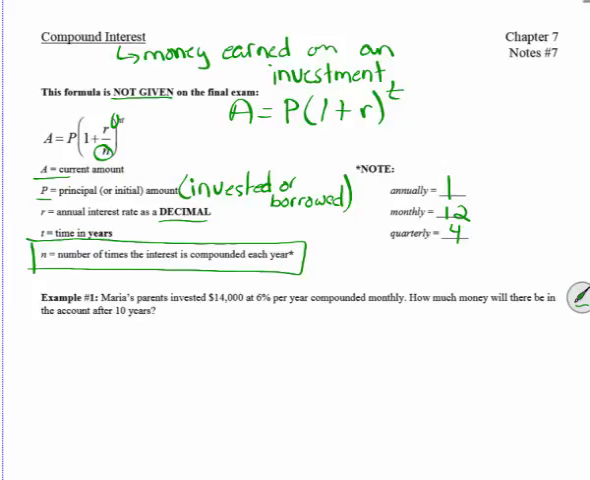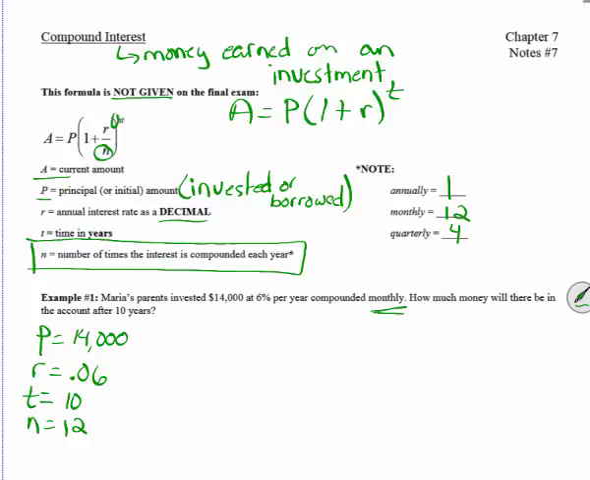Maria's parents invested $14,000 at 6% per year compounded monthly. How much money will there be in the account after 10 years? So the things we need to know: P, which is the $14,000. We need to know R, what's the interest rate they're getting, which is 0.06, because we're going to take that percent and write it as a decimal. We need to know T, which is 10 years. And then we need to know this N. How many times are they going to get it? They're getting it monthly. Monthly means 12.